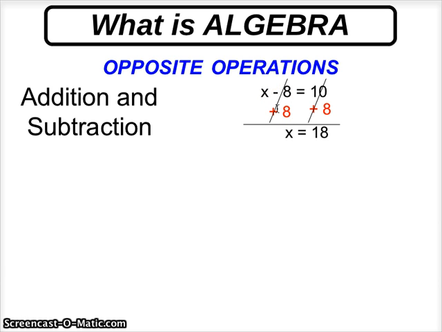The rules of algebra suggest that I must keep the equation balanced, so whatever I do on the left side, I must do on the right side. Since I added 8 to this side to get rid of a minus 8, I must add 8 to this side. 10 plus 8 is 18, therefore my answer is x equals 18. Once again, I use opposites to solve with algebra.